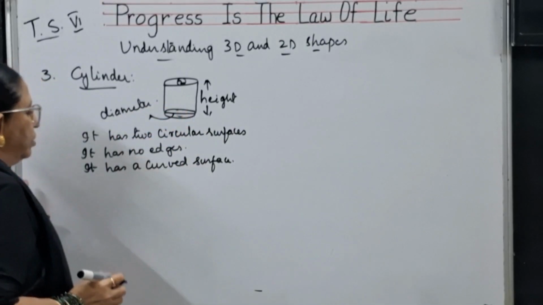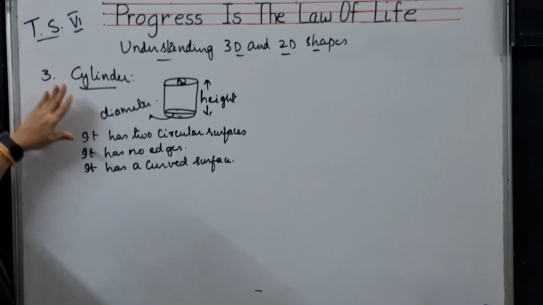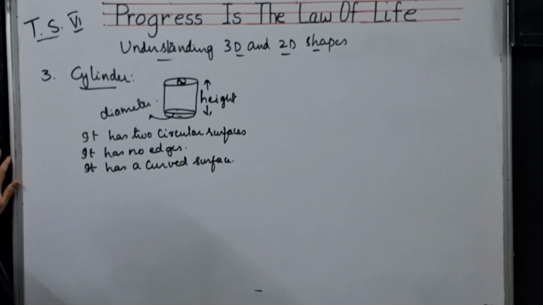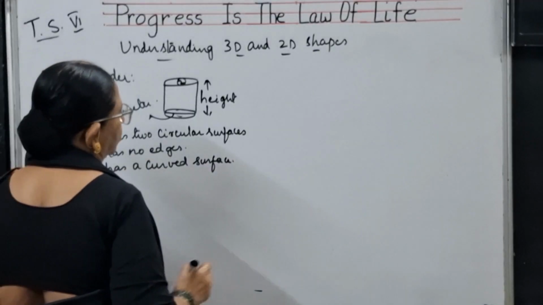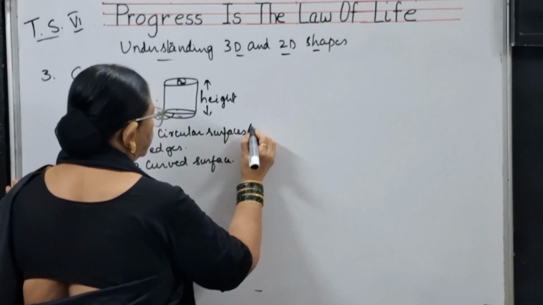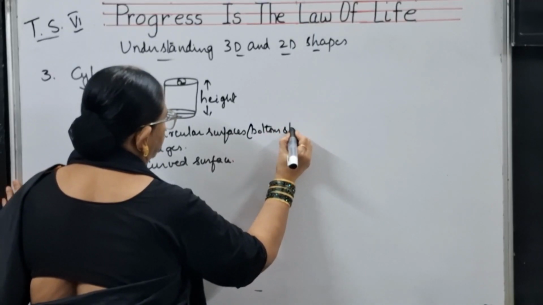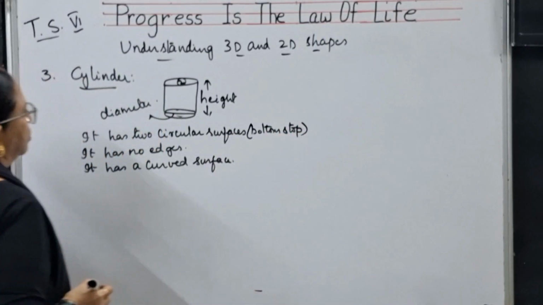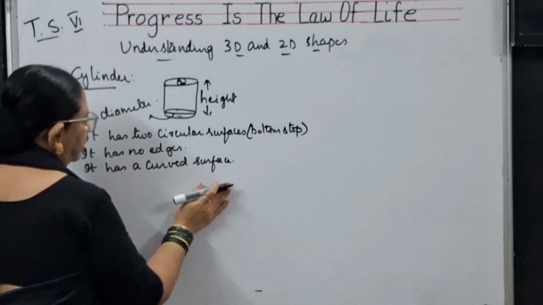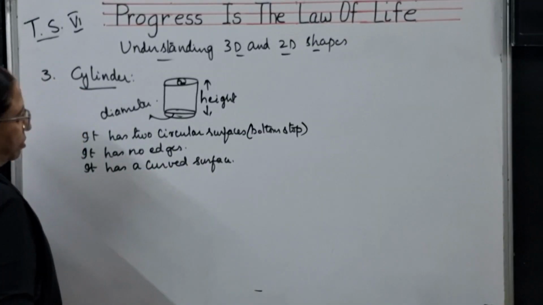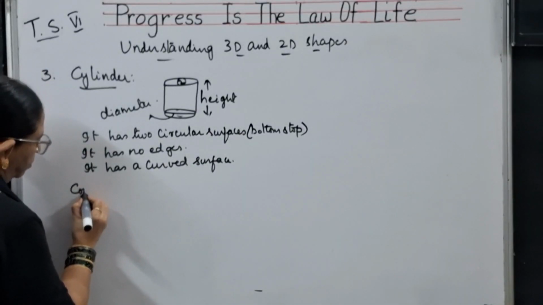So this is about the cylinder, children. A cylinder has two circular surfaces, one bottom and one top. I can write it here, bottom and top. It has got two circular surfaces, it has no edges and it has a curved surface. That is about the cylinder. After the cylinder, let us talk about a cone.